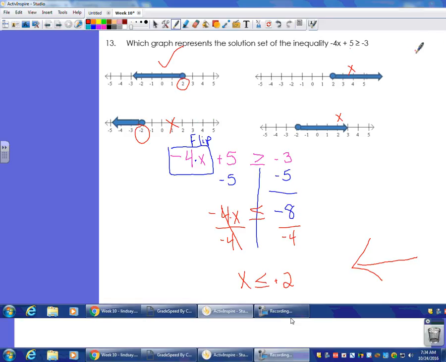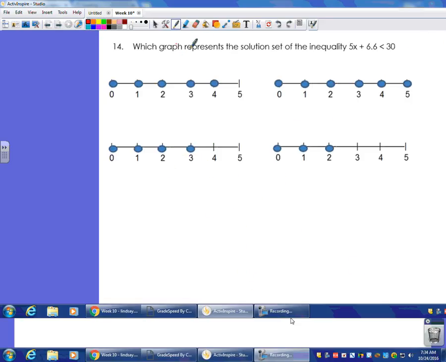All right, so the next one, it says which graph represents the solution set to the inequality. So once again, we have to solve it. So I'm going to write 5x plus 6.6 is less than 30. So what I need to do is put the 5x in a box, and I'm going to write no flip because it is a positive 5. So now from here, I need to get rid of this 6.6, so I'm going to subtract 6.6 from both sides. So these cross out, and I'm going to do this off to the side.